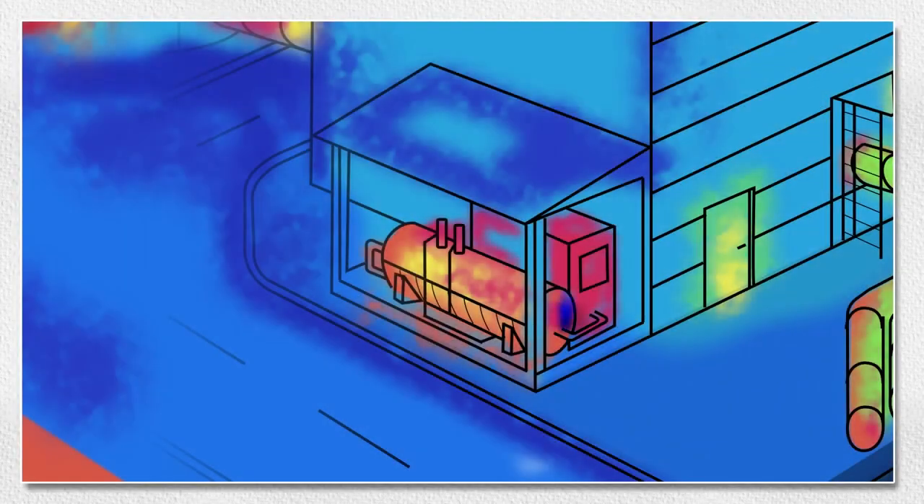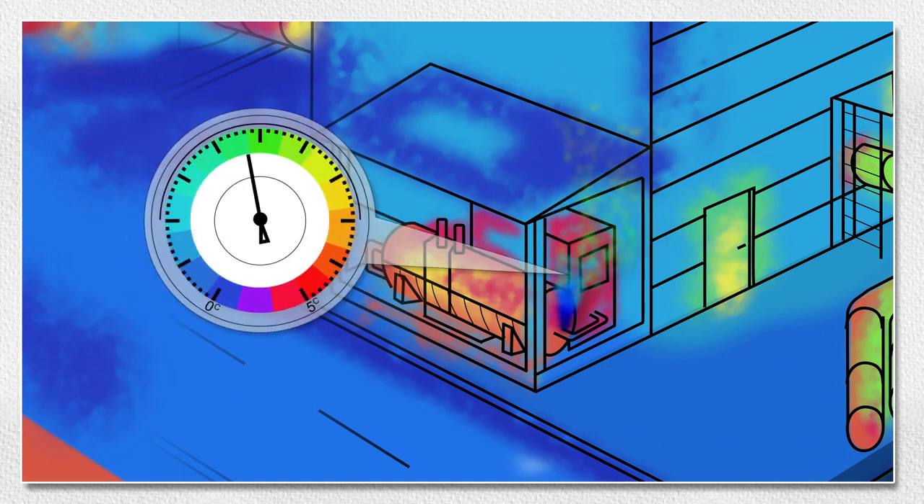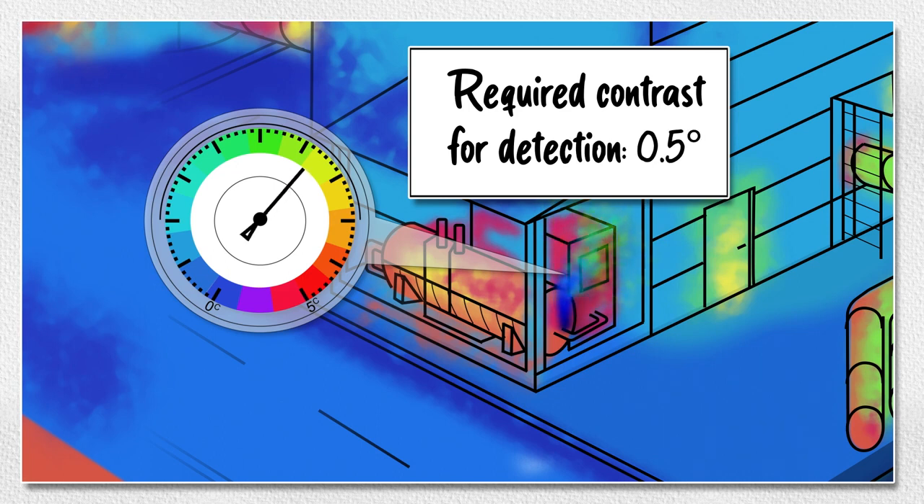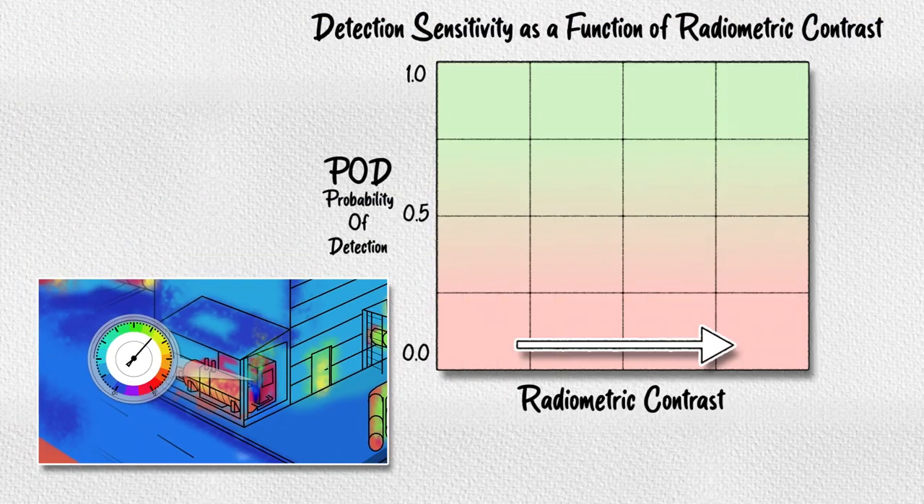When gas leaks, it quickly reaches temperature equilibrium with the surrounding ambient air. For an optical gas imager to detect a cloud, there needs to be a radiometric contrast of at least 0.5 degrees Celsius between the air and the background. The thicker the gas cloud is, the less contrast is required for its detection. Notice that as the radiometric contrast increases, the sensitivity and probability of detection becomes higher.